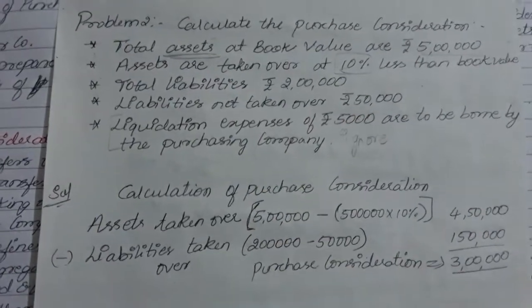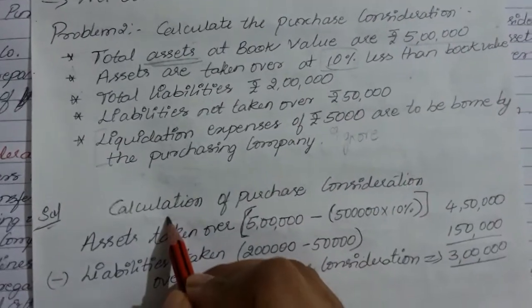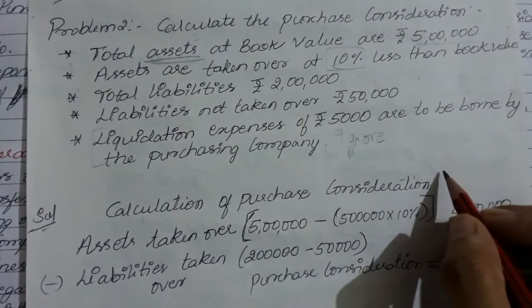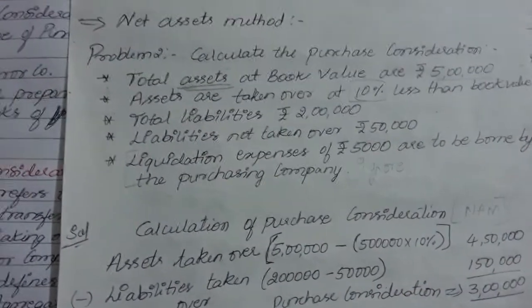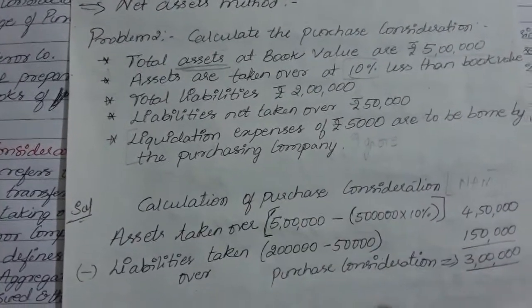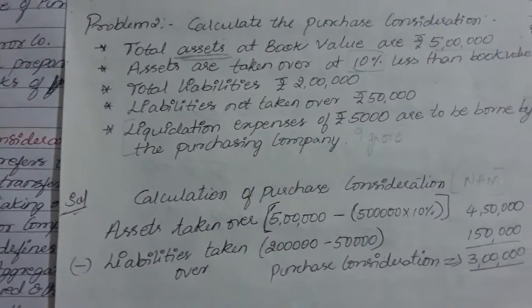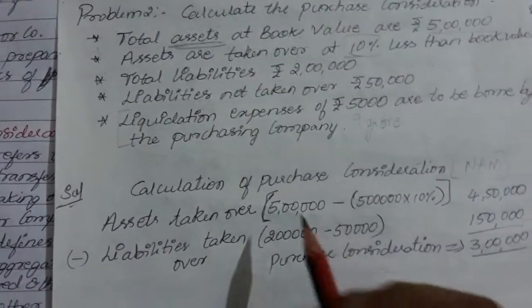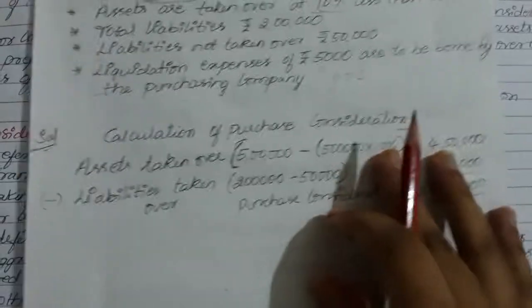So while calculating, if you find out that it is a net asset method, in the calculation of net purchase consideration, you will be writing net asset method. So don't forget to write this one in the bracket. You need to mention that. Even in the question they will be asking to write down what is the method of purchase consideration also. You need to write down that. So as you can see, what is the formula here? Assets taken over minus liabilities taken over is equal to purchase consideration.